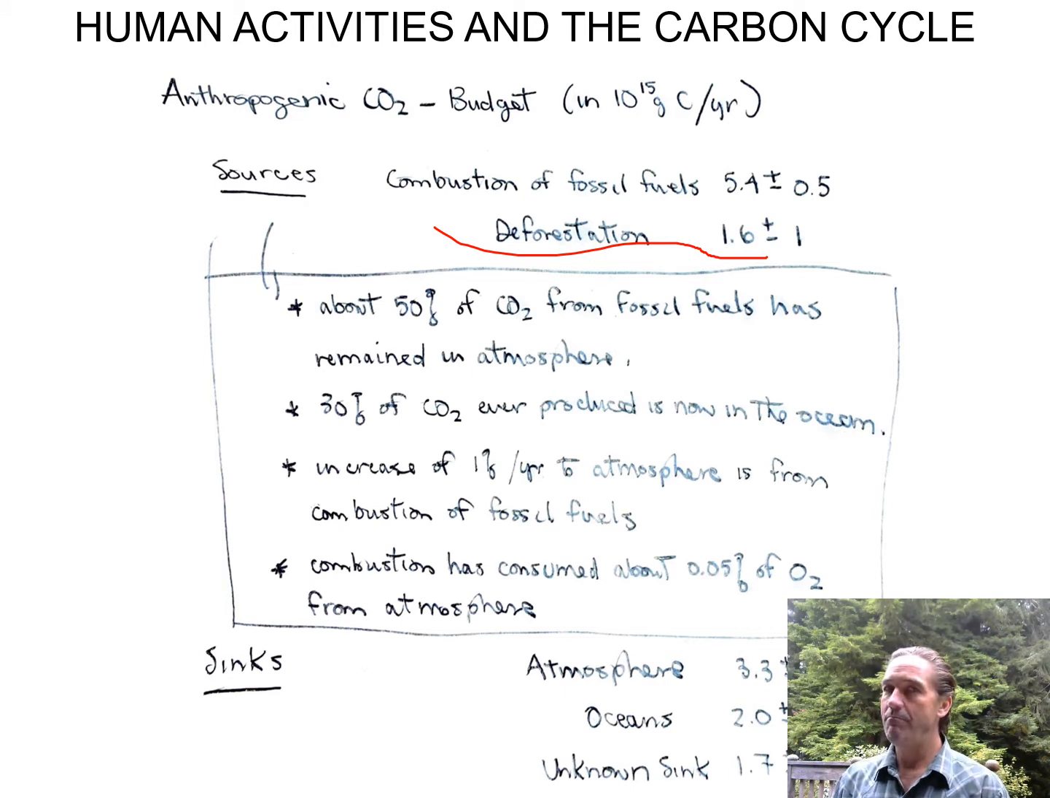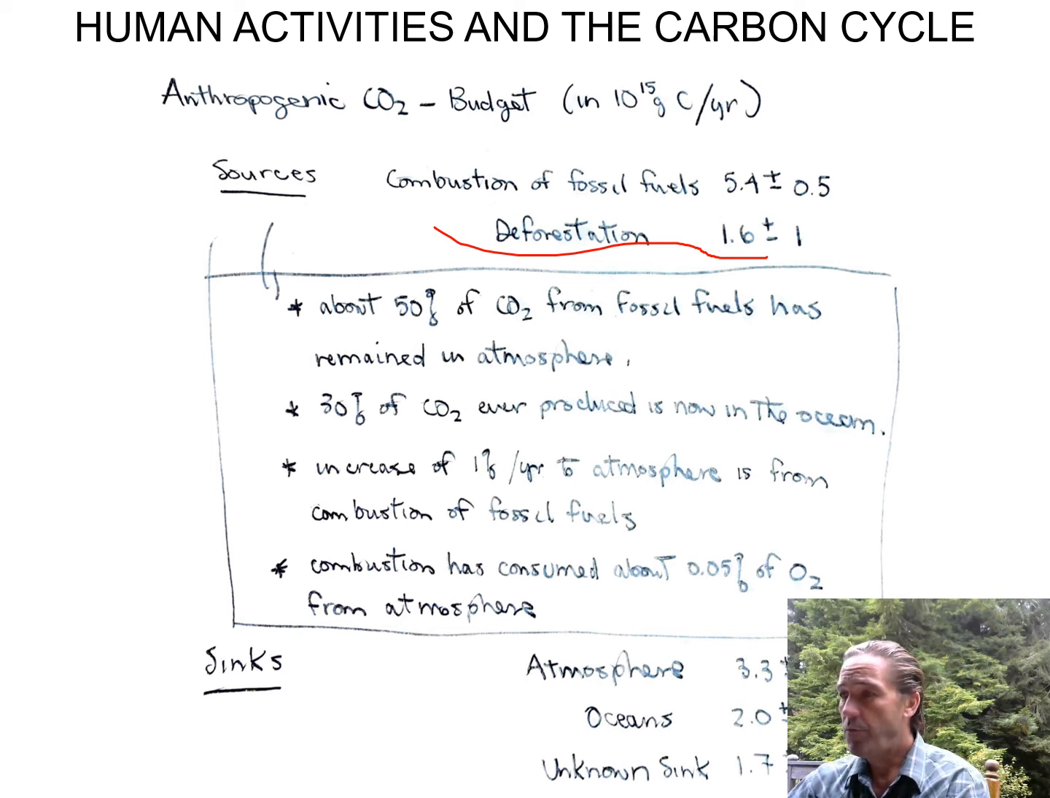The ocean is basic in terms of its pH, and so it acts like a sponge in terms of drawing in CO2 into the water and converts it to bicarbonate. So we're seeing about an increase of 1% per year to the atmosphere, and just to make it relative, all that combustion has consumed 0.05% of the oxygen from the atmosphere. Very, very small amount, but nonetheless, it is also affecting the amount of oxygen.